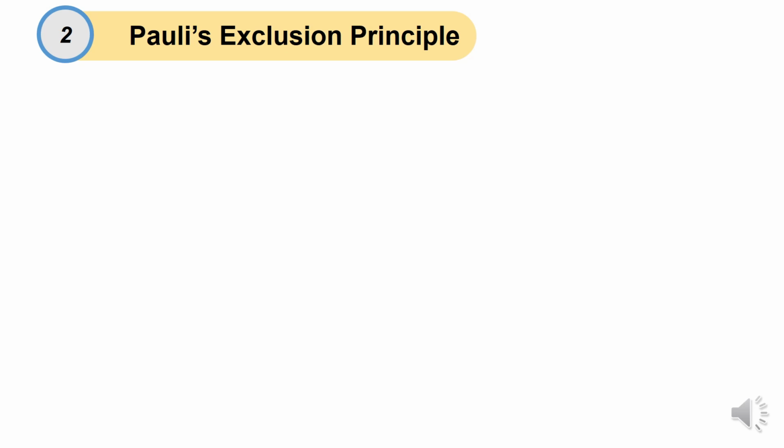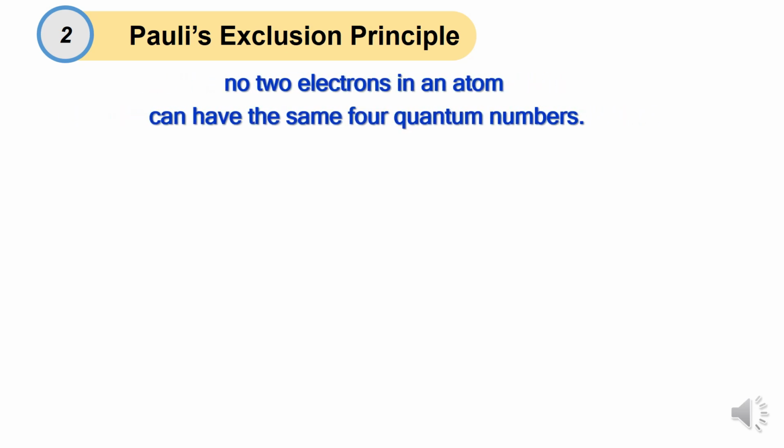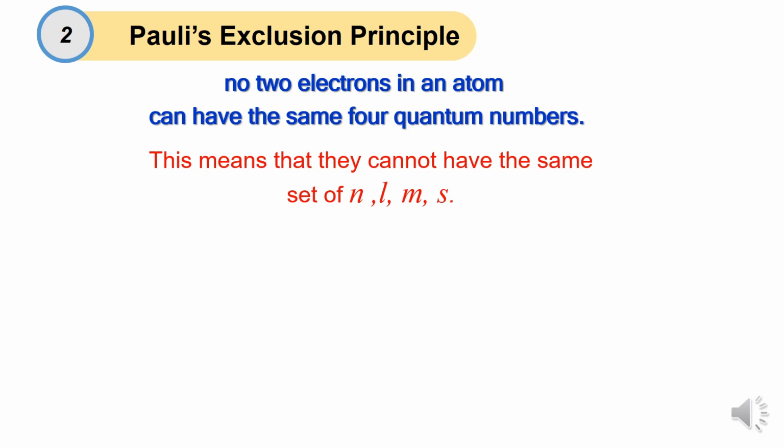Pauli's exclusion principle. The principle states that no two electrons in an atom can have the same 4 quantum numbers. This means that they cannot have the same set of n, l, m, s. Since each orbital has a different set of n, l, and m values, which determines its energy level, shape, and orientation in space, it follows that an orbital can hold a maximum of 2 electrons.